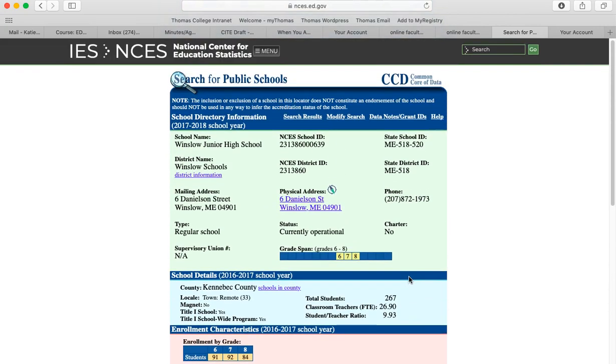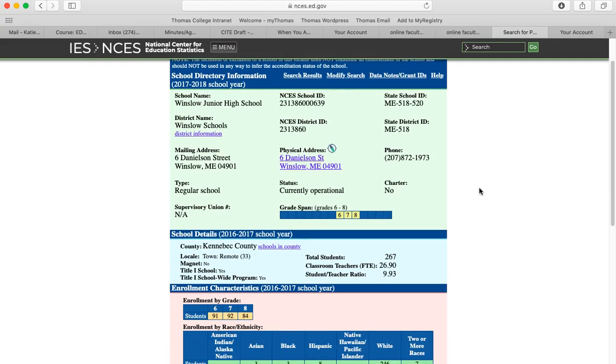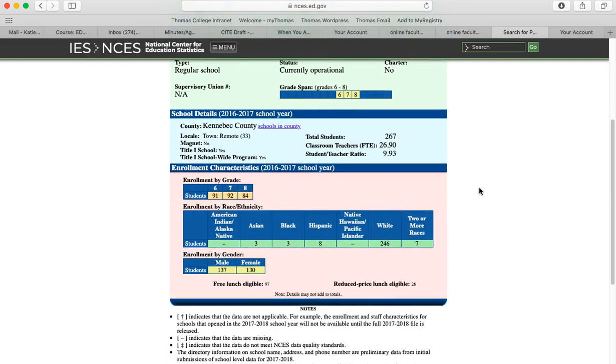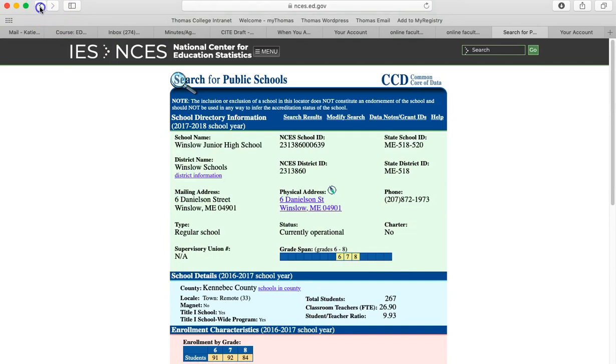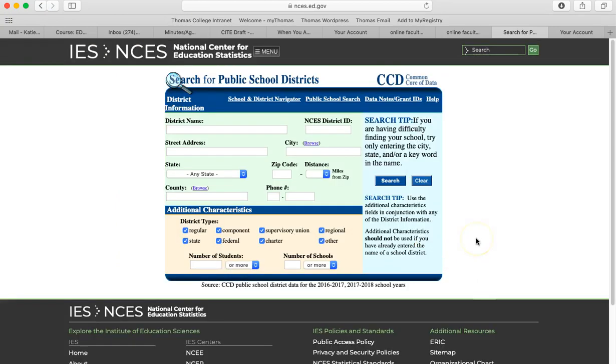So typically, this is about a year behind. Notice that it says 2017 to 2018 school year behind the current stats, but it gives you fairly recent stats for a school. So let's go back a couple of pages, and we're going to look at public school districts. This is essentially the same type of search but for a school district instead.